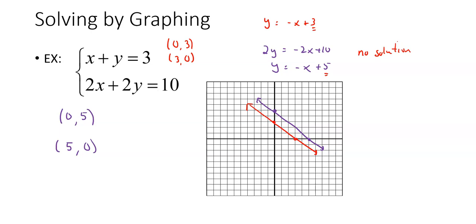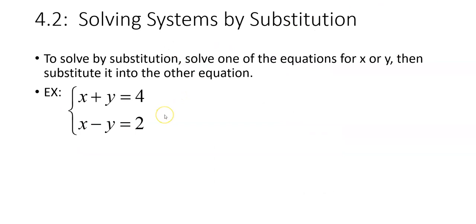Let's keep going and try solving systems by substitution. All right, if I'm going to solve by substitution, I'm going to solve for one variable in terms of the other, and then substitute to try to get rid of one of the variables. So here comes that equation that we started with at the beginning of the last section.